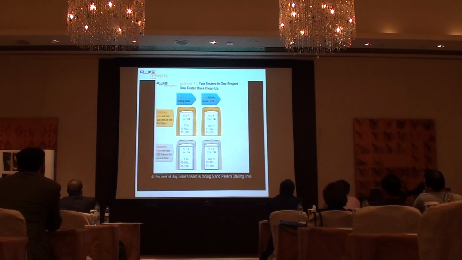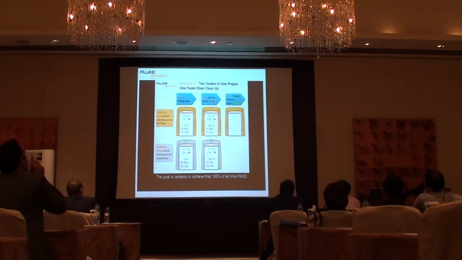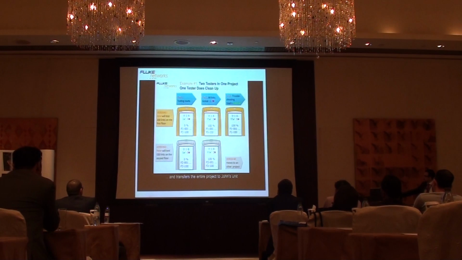At the end of the day, John's team is facing 5 and Peter's 3 failing links. The goal is certainly to achieve that 100% of all links pass. Peter's team needs to move on to another project and transfers the entire project to John's unit.